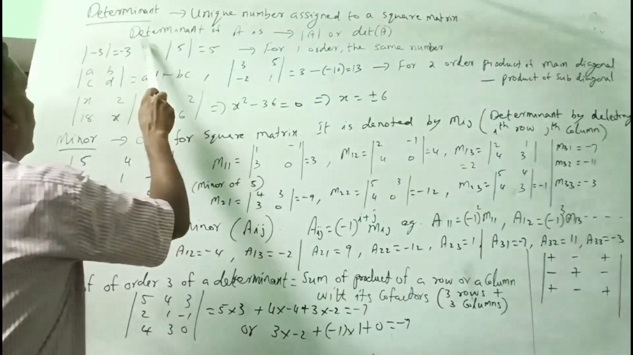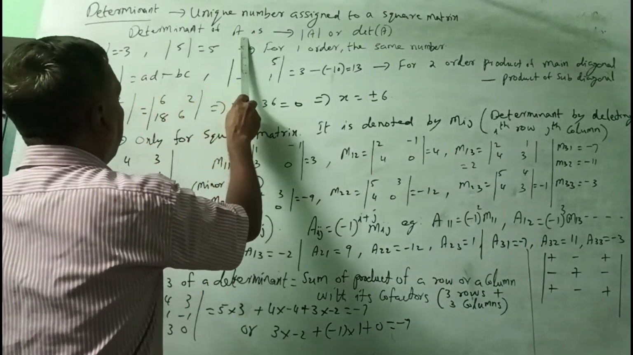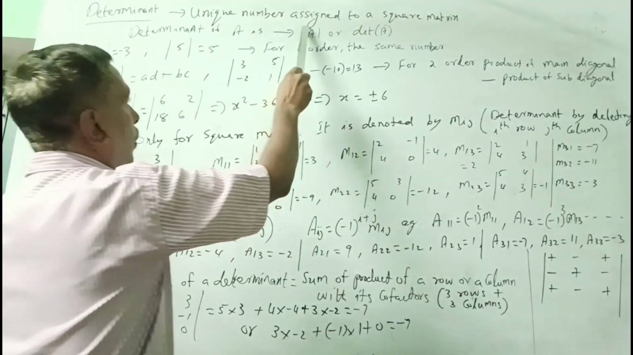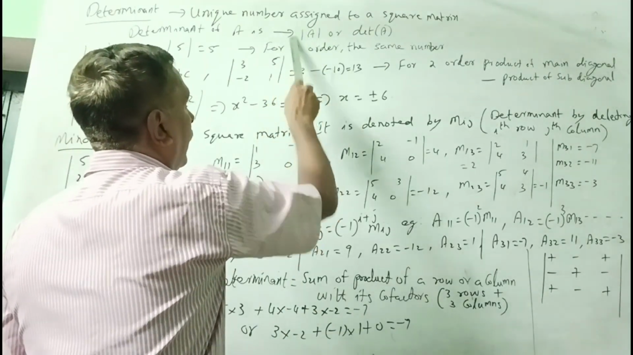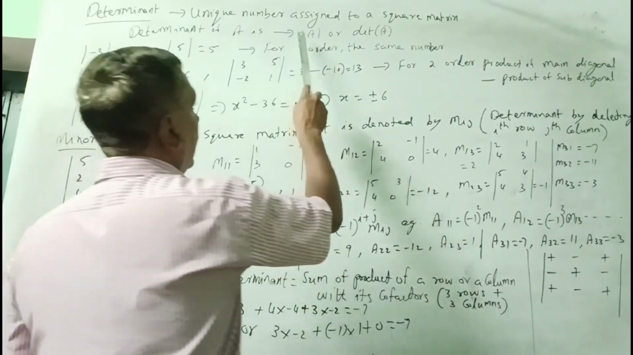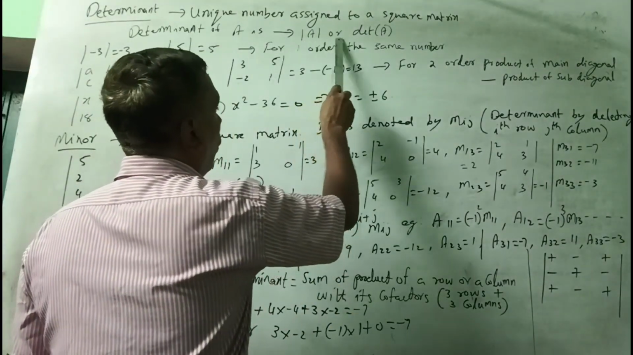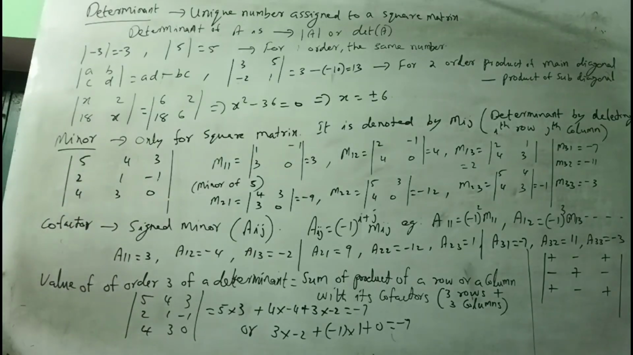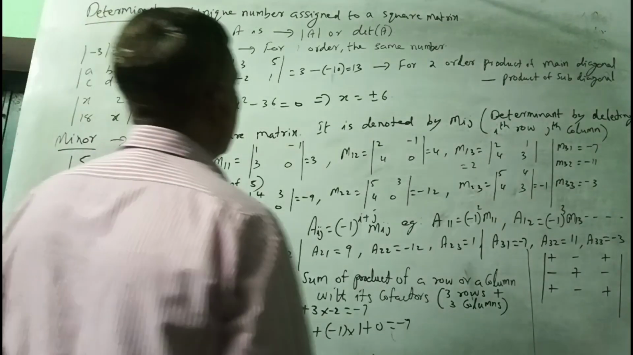It is written determinant of A. If A is a square matrix, then its determinant is denoted by modulus A, but it is read as determinant A or det of A. Determinant A or det of A, determinant.